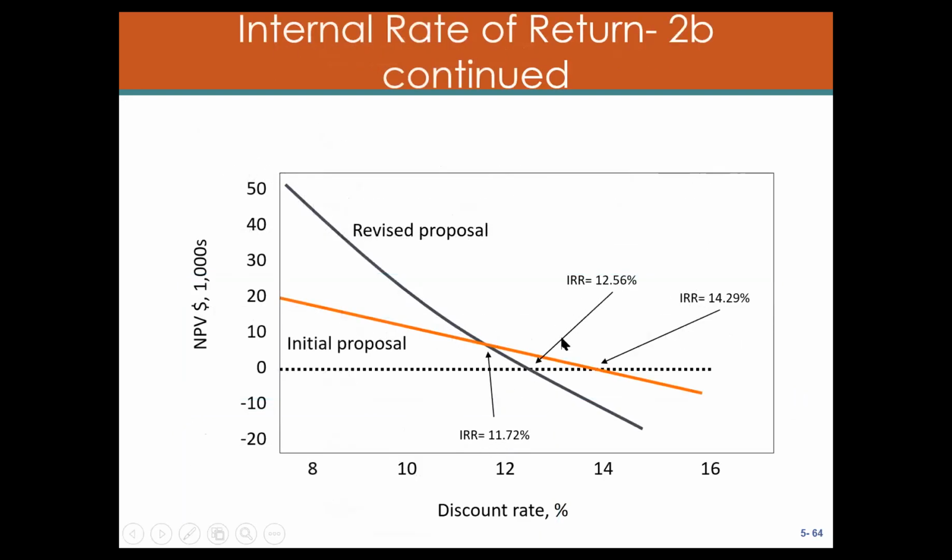Notice over here, the two projects, if you take the net present values and you plot them, this is the original proposal, and this is the revised proposal. So the two are equal at this point, 11.72%. At 11.72%, if the IRR was 11.72%, then it would not matter. But over here, when the IRR is 14.29% versus an IRR of 12.56%, obviously the NPVs, look at the NPVs, how it varies.